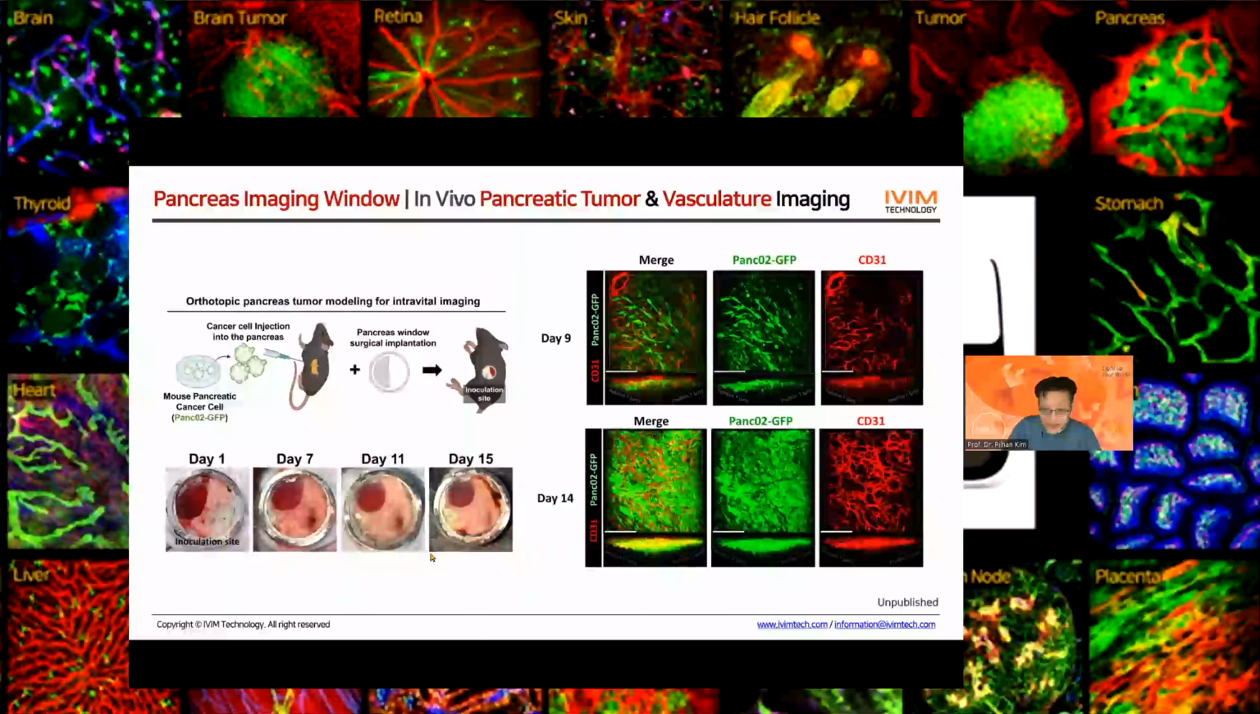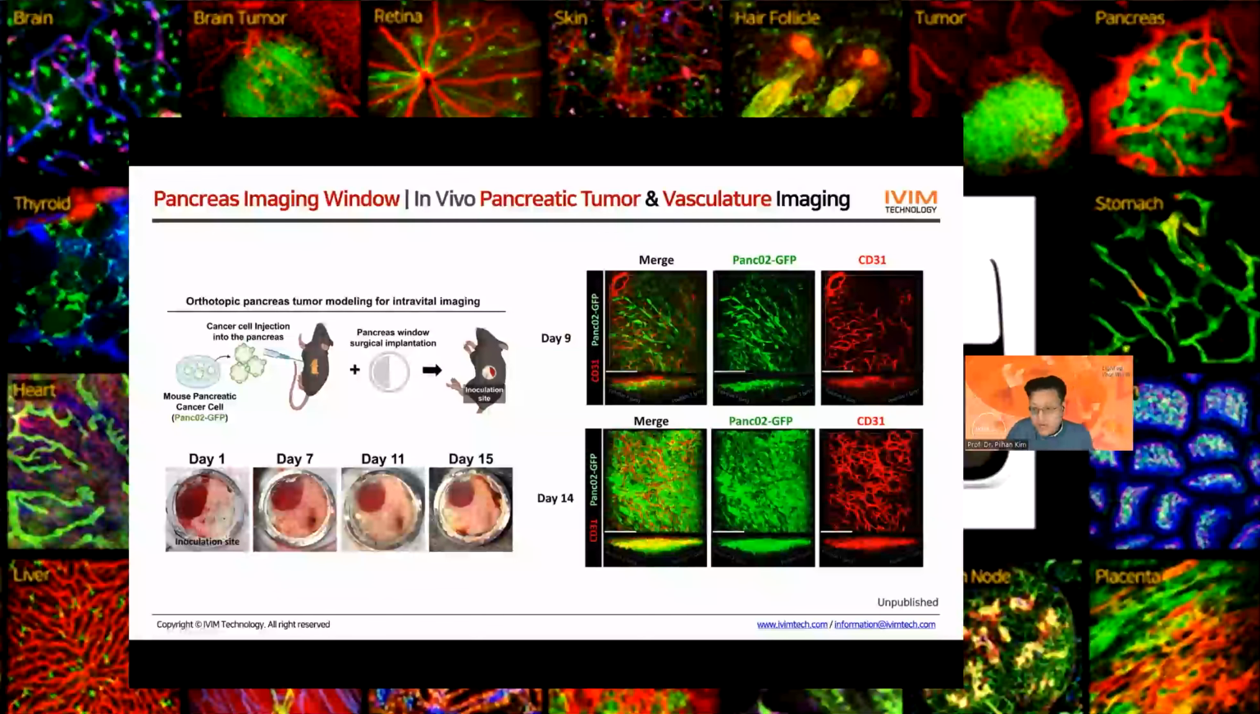So in this particular example, we tried to image the pancreas for 2 to 3 weeks. So we injected this PANC02 GFP cell into the pancreas here after implanting this pancreas imaging window. So this is the same mouse imaged at day 1 to day 15. And then by using this abdominal pancreas imaging window, we can find the exact same location inside the pancreas. Okay, so this is day 9 and day 14.